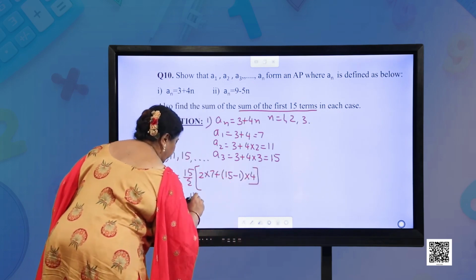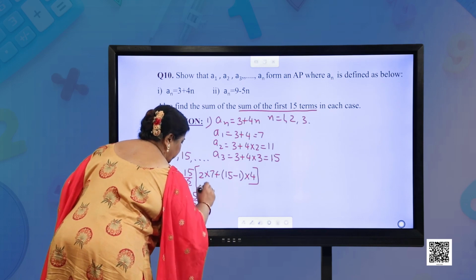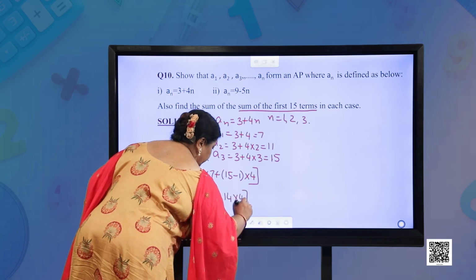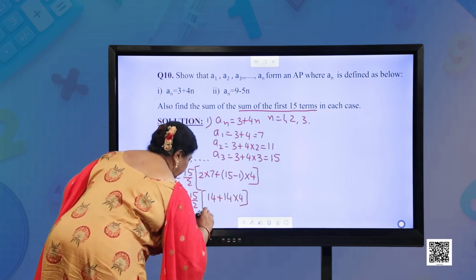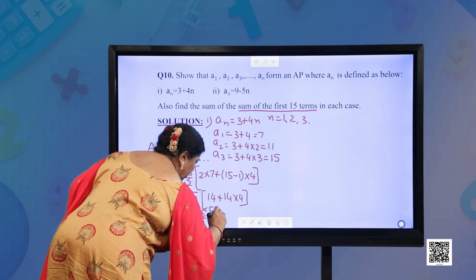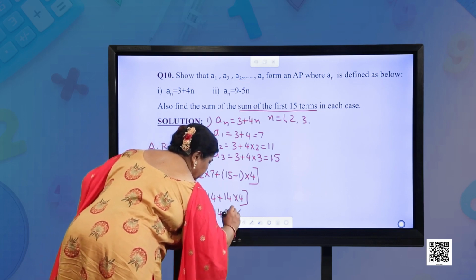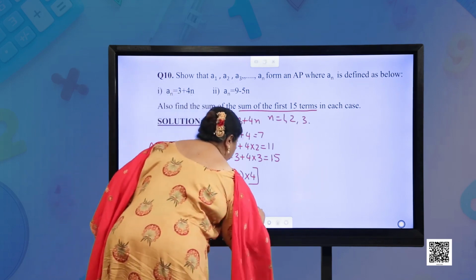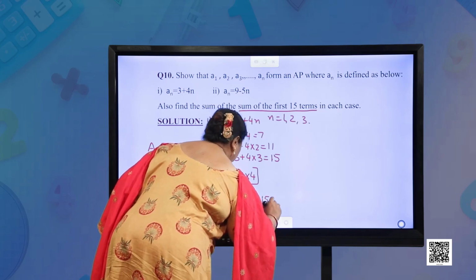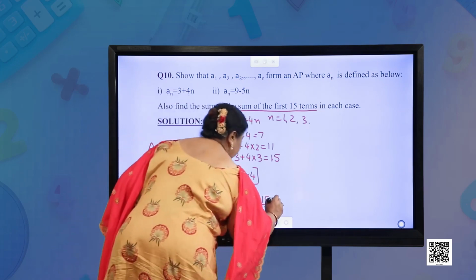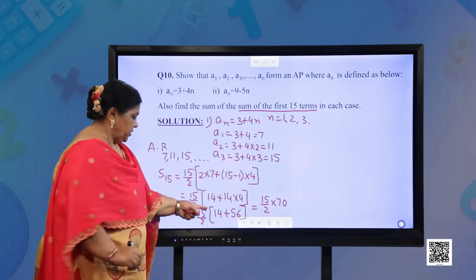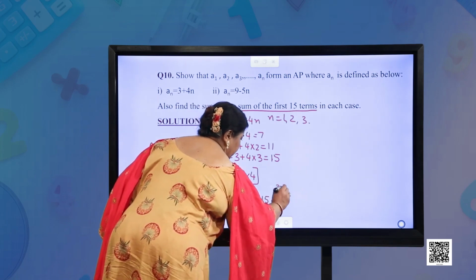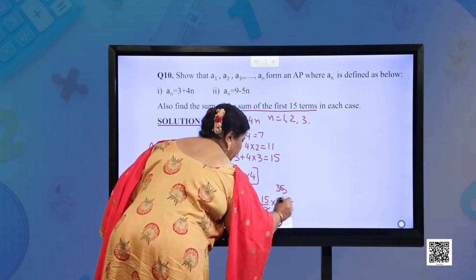So, 15 upon 2, 7 2s are 14 plus 14 into 4. So, we get 15 upon 2 into 14 plus 14 4s are 56. On simplification, we get 15 upon 2 into 70. Okay, 56 plus 14 is 70 and we can cancel this. So, it is 35 into 15.